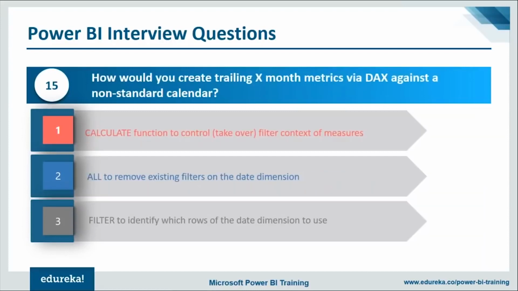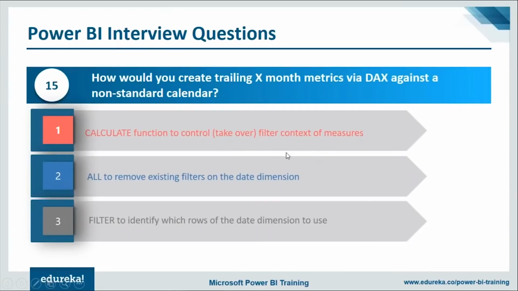There are some other examples that we have. You can specify what are some of the time intelligence functions. Again, calculate is something that you can use for this. So we talked about calculate, all, and filter, and you can obviously use them in multiple ways to create n number of different use cases. Okay, this is one use case I mentioned, but you can obviously use calculate to create trailing X month metrics via DAX. Okay, it's a non-standard calendar, for instance.